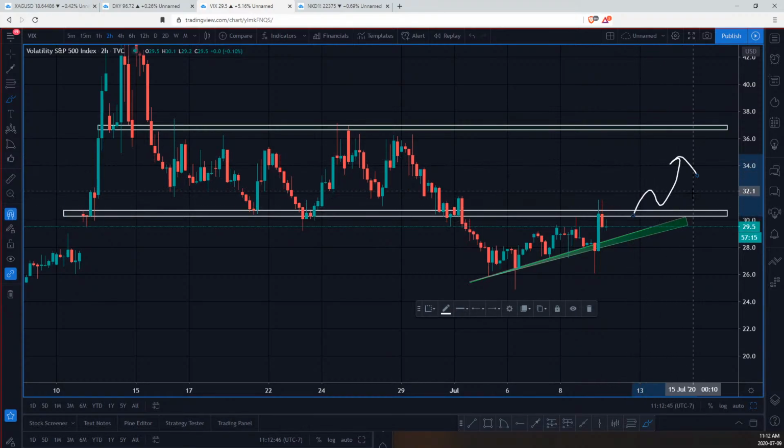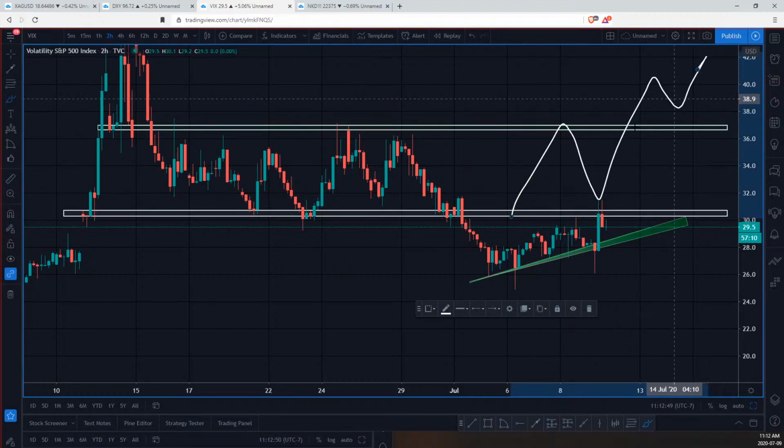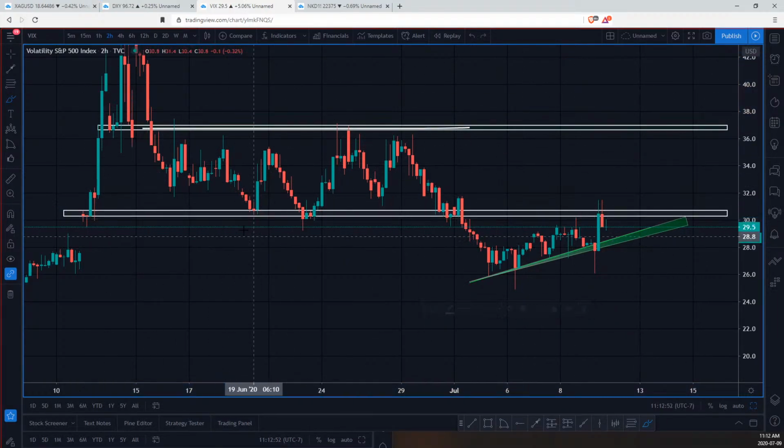If we break to the upside and start trading within this range right here, that would mean it could potentially move to the upside, because this range was a significant drop. I was really happy when it dropped below this, because then it was decreasing the amount of volatility, which would then be a risk on sentiment.